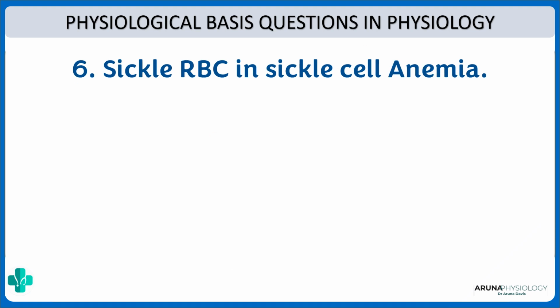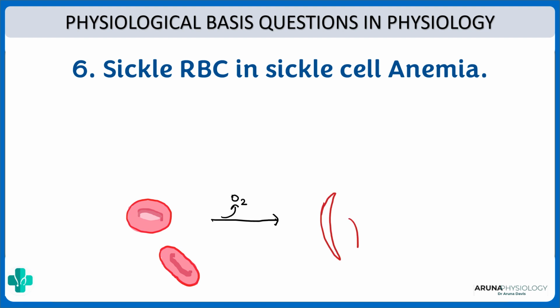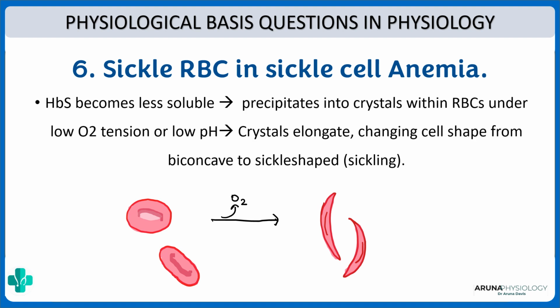Our next question is, why is there sickle RBC in sickle cell anemia? See, we know that the normal RBC is a biconcave disc shape, but if the person has sickle cell anemia, the RBCs will be converted to a sickle shape, especially during deoxygenation. So it is because of HbS. HbS is a type of hemoglobin that is present in sickle cell anemia. This HbS becomes less soluble. It precipitates into crystals within the RBC under low oxygen tension or low pH. So the crystals will elongate, changing the cell shape from biconcave to sickle shape. So this is the reason for sickling.